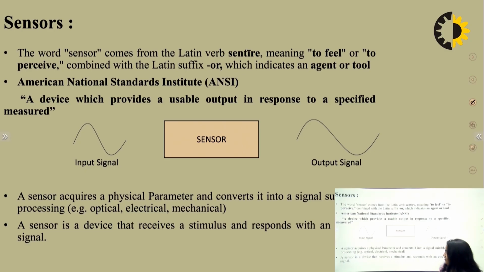So what does the sensor do? It acquires a physical parameter and converts it into a signal suitable for processing, for example, in the form of optical, electrical or mechanical parameters.